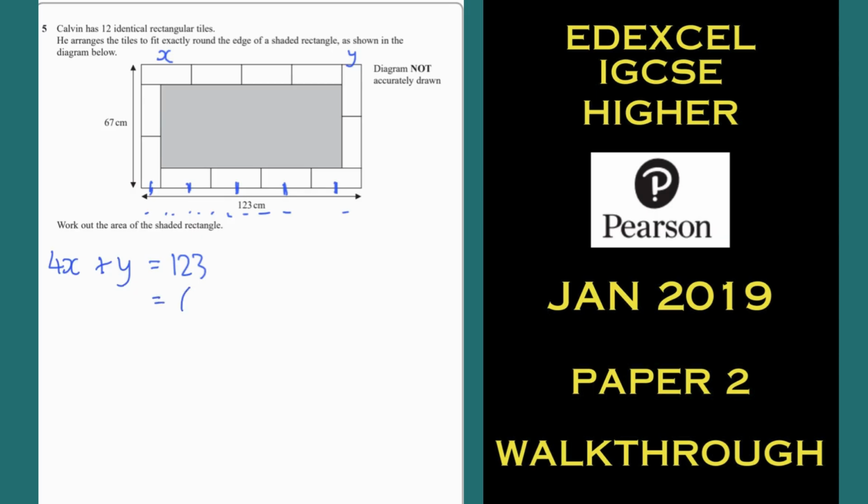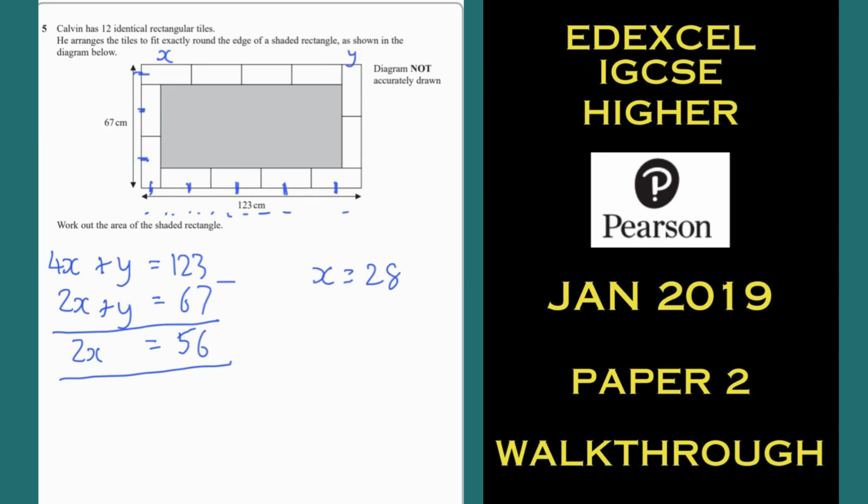Let's do the same for the vertical. We've got an x and another x, that's 2 of them. We've also got an end, in other words, a y. So it's gone from a shape question to actually a very easy simultaneous equations question. Top takeaway bottom, the y's disappear. We've got 56, so we get x to equal 28.